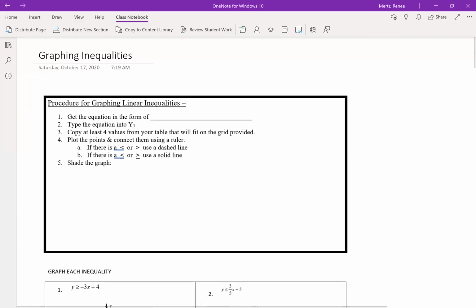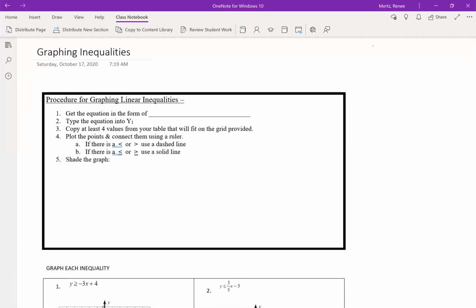Hi guys, today we are going to take our knowledge of graphing lines and apply what we know to graphing inequalities. So your first move is going to be to get the inequality in the form of y equals mx plus b, except it'll be a greater than, a less than, or a less than or equal to, a greater than or equal to. You want to type it into your y1.